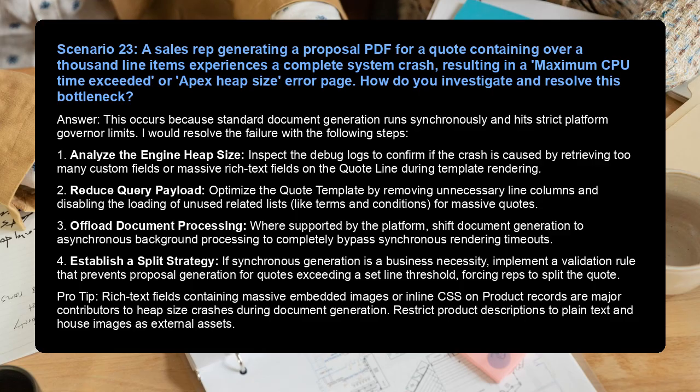A sales rep generating a proposal PDF for a quote containing over 1,000 line items experiences a complete system crash, resulting in a maximum CPU time exceeded or Apex heap size error page. How do you investigate and resolve this bottleneck? Answer: this occurs because standard document generation runs synchronously and hits strict platform governor limits. I would resolve the failure with the following steps.